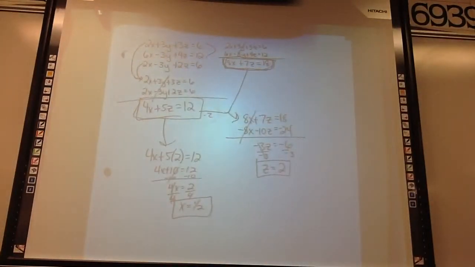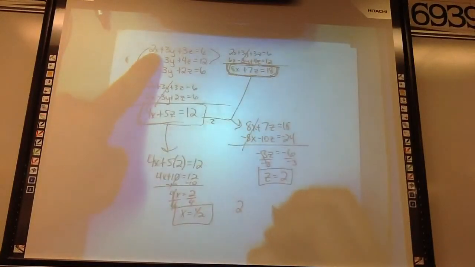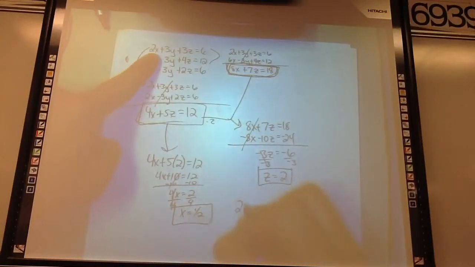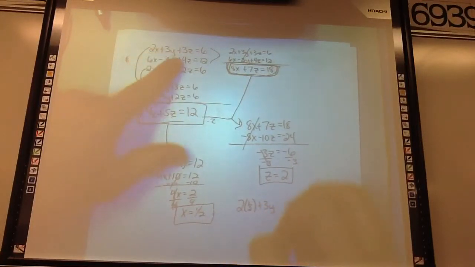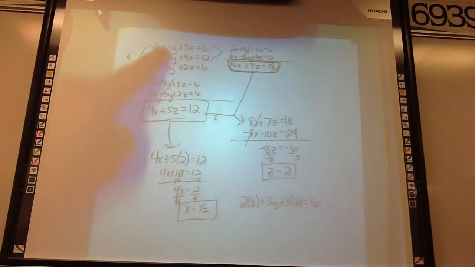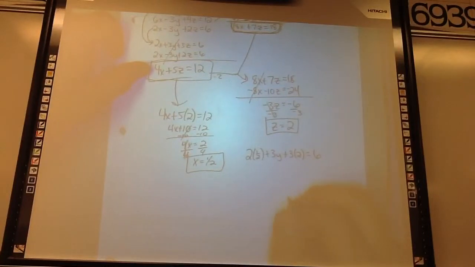Top one was simple. Top one, okay. 2 times 1/2 plus 3y plus 3 times 2 equals 6. It was 2 times a half. It's 1.